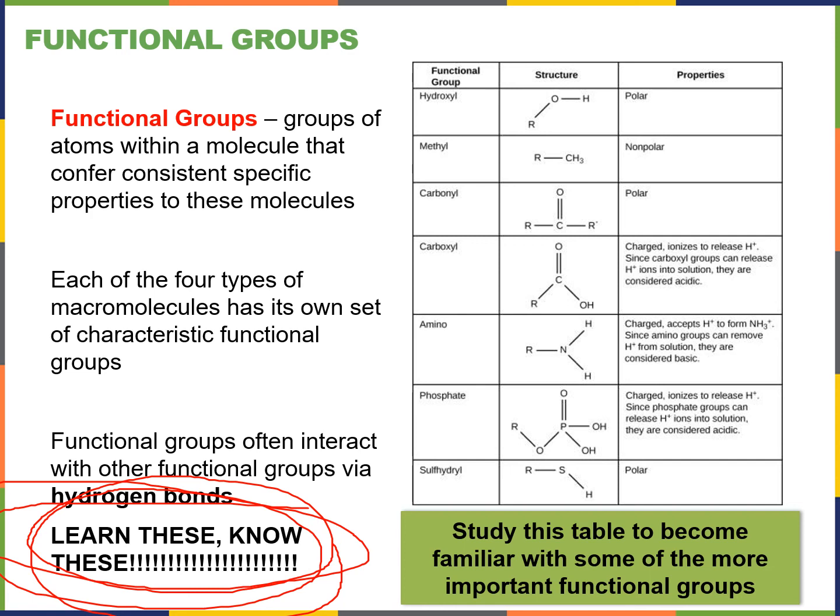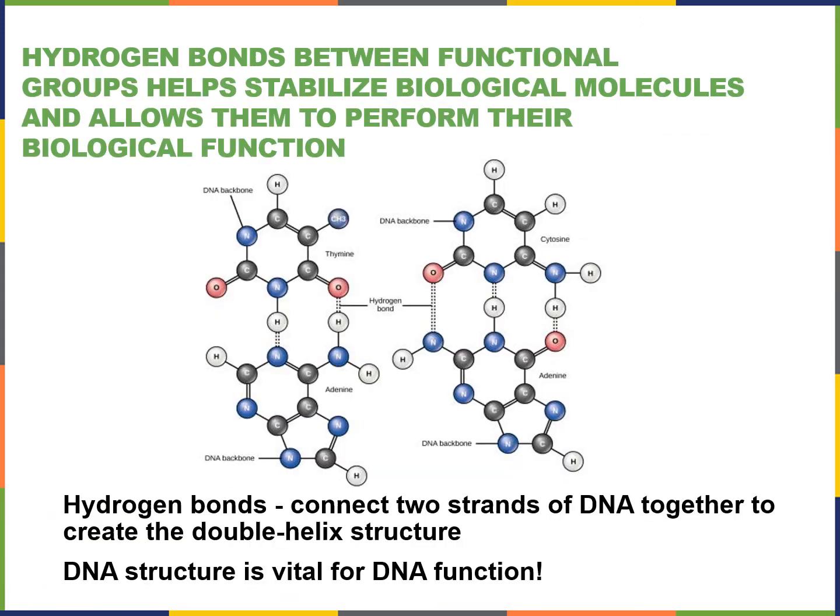Phosphate, PO4. 1, 2, 3, 4. 4 oxygens. These hydrogens will be released, and you now have a polar molecule, or at least the environment, the area that this phosphate functional group is in, will be acidified. And then finally, sulfhydryl. That sulfur is going to come into play when we talk proteins. A disulfide bond means that it's going to hold proteins together.